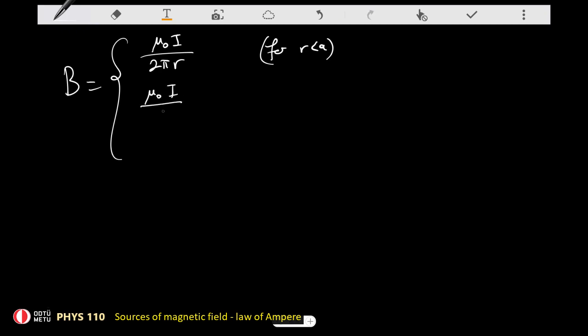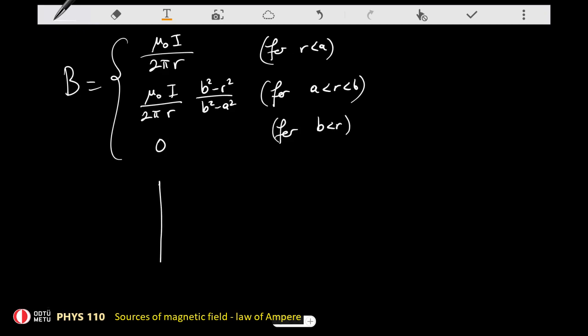So also within the conducting shell we have this expression, which is b squared minus r squared divided by b squared minus a squared. So this is for a less than r less than b, and then 0 outside. So if I draw this as a graph, that's the magnetic field's component. So inside we have this. There's a linear portion in here, but let's just start with this region.